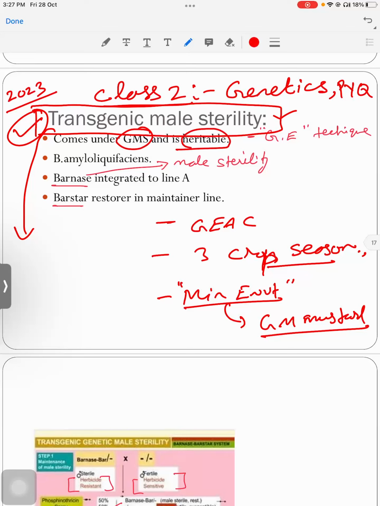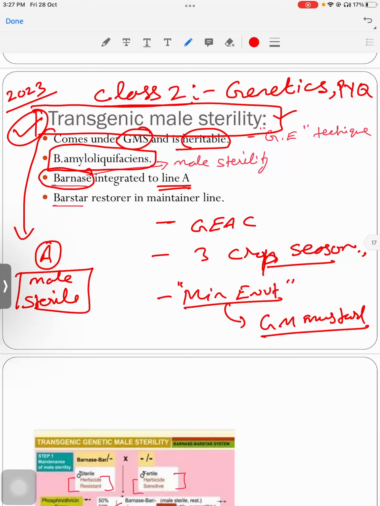And what we have done is we have used the species Bacillus amyloliquefaciens as a source for these genes, because these are transgenic genes. From this source, the Barnase gene is integrated into the A line. A line means it will be made into the male sterile line. For this male sterile line, we are integrating this Barnase.